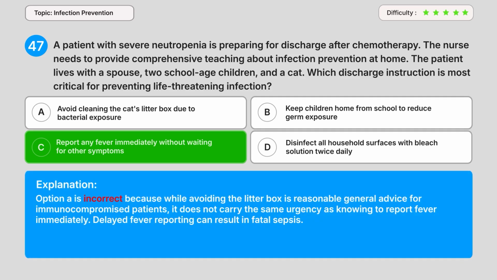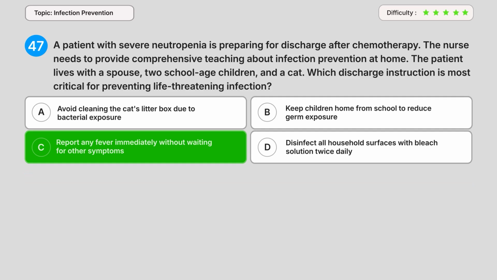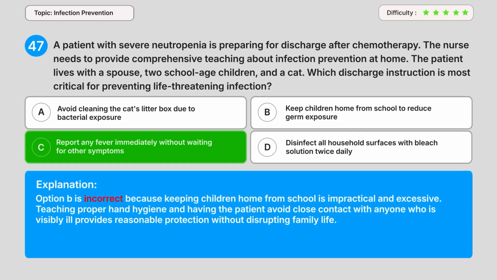Option A is incorrect because while avoiding the litter box is reasonable general advice for immunocompromised patients, it does not carry the same urgency as knowing to report fever immediately. Delayed fever reporting can result in fatal sepsis. Option B is incorrect because keeping children home from school is impractical and excessive.